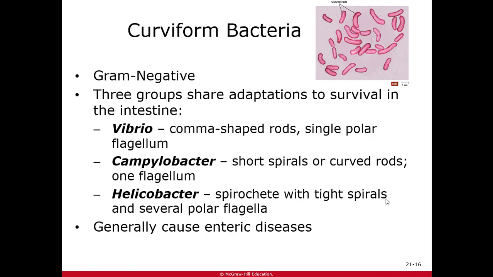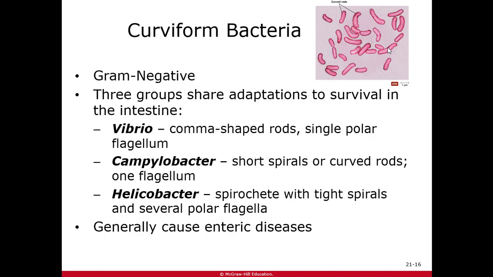Now, our next group of bacteria are the Curviform bacteria. So they don't have a full spiral shape. Instead, they just have more of a curved rod shape, as shown up in this picture. Now, there are three groups, or three genera, that all have this curved rod shape. Most of them like to cause some type of intestinal damage. It's where they like to grow.